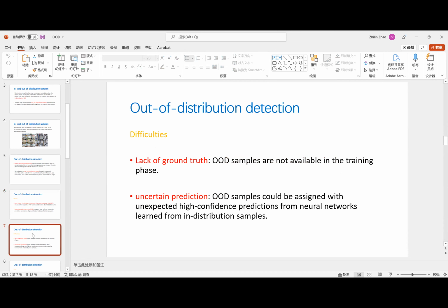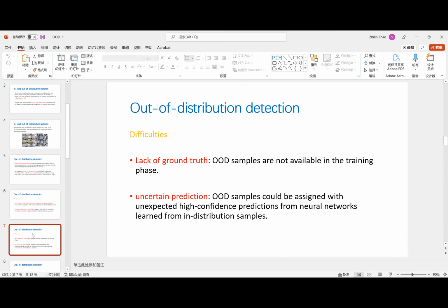So this is a very difficult task. Why? Because there are two main reasons. The first one is that we don't have the ground truth. It means that in the training phase, you only have the in-distribution samples, and there are no out-of-distribution samples available. So you don't know the data characteristics of the out-of-distribution samples, because you only have the in-distribution samples in the training phase.